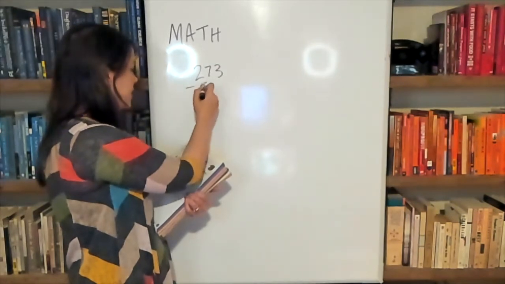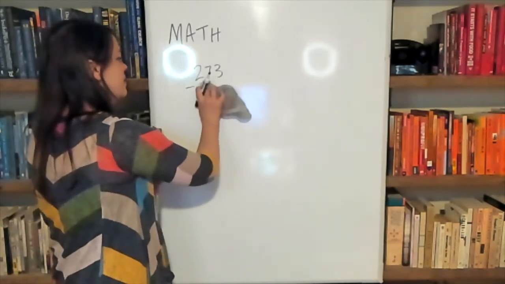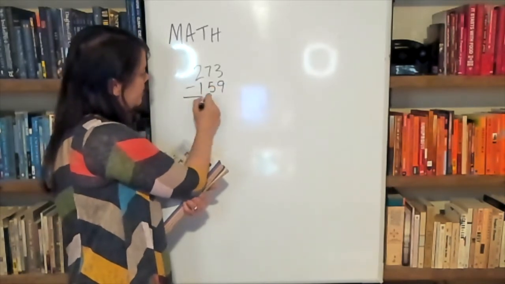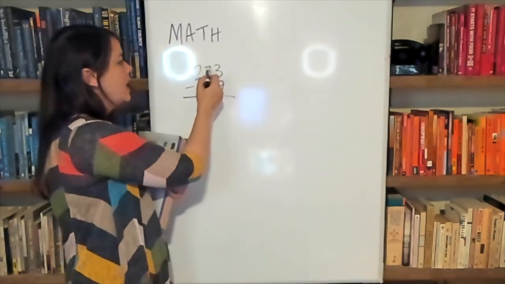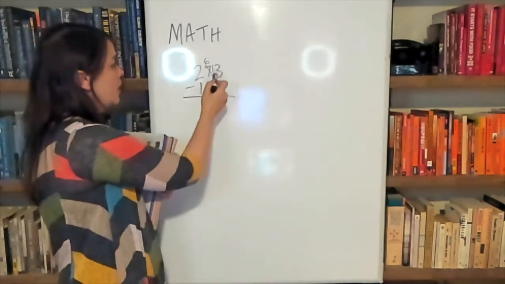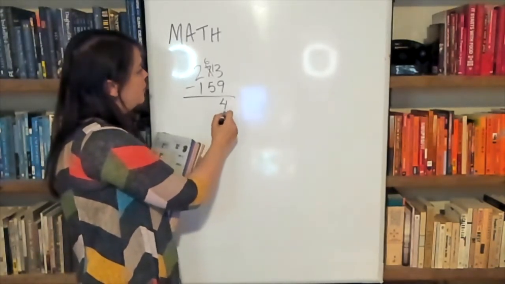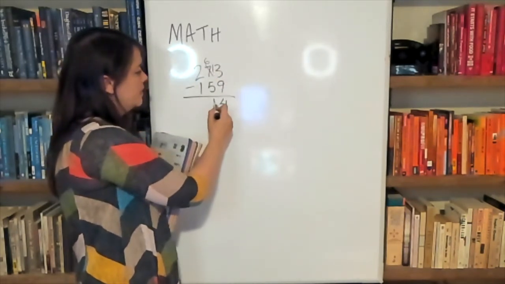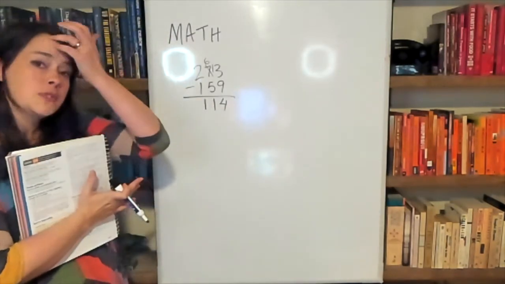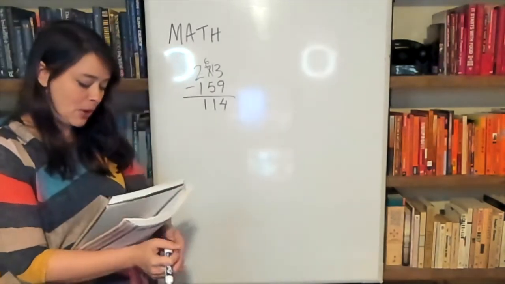273 minus 159. We can't take 9 away from 3, so we'll come here to the tens and rename that over here. 13 minus 9, you know that, don't you, is 4. 6 minus 5 is 1, and 2 minus 1 is 1. So you can find the solution to that word problem. 114 bikes were not parked.